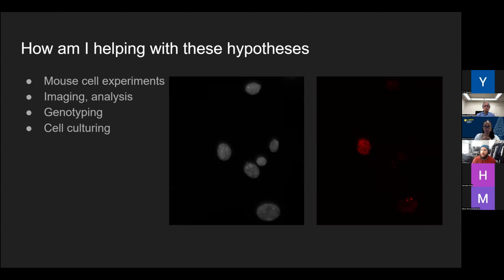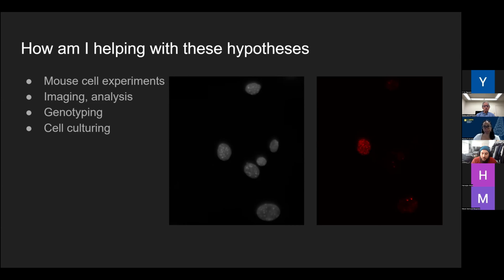So how am I helping with testing these hypotheses? First, I am running mouse cell experiments. We have two cell lines: a wild type cell line and a CTAX knockout cell line, which I plate onto a series of cover slips, and then I give them each their own individual treatments. These treatments aren't super narrowed down yet. We use ROS inducers such as hydrogen peroxide and BLP. And then we also use ROS scavengers such as sodium pyruvate and a few other ones that we're trying to narrow down.